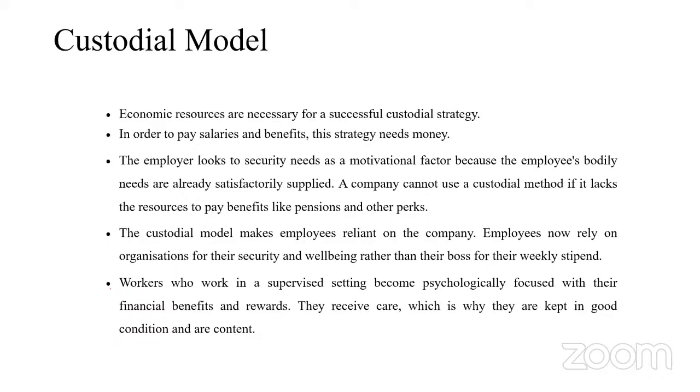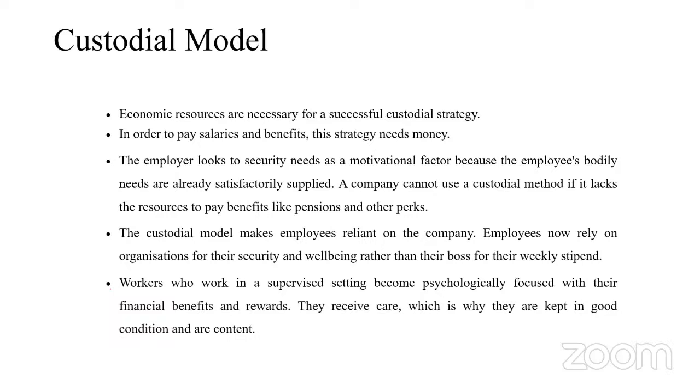Coming to the next one, the custodial model. For a successful custodial model to be implemented, economic resources are very, very important. If you have to pay salaries, if you have to pay benefits, this strategy needs money. So the employer looks at security needs as a motivational factor, because the employee's physical needs are already satisfactorily supplied. We saw that in the autocratic model. The minimum wage is paid anyway.